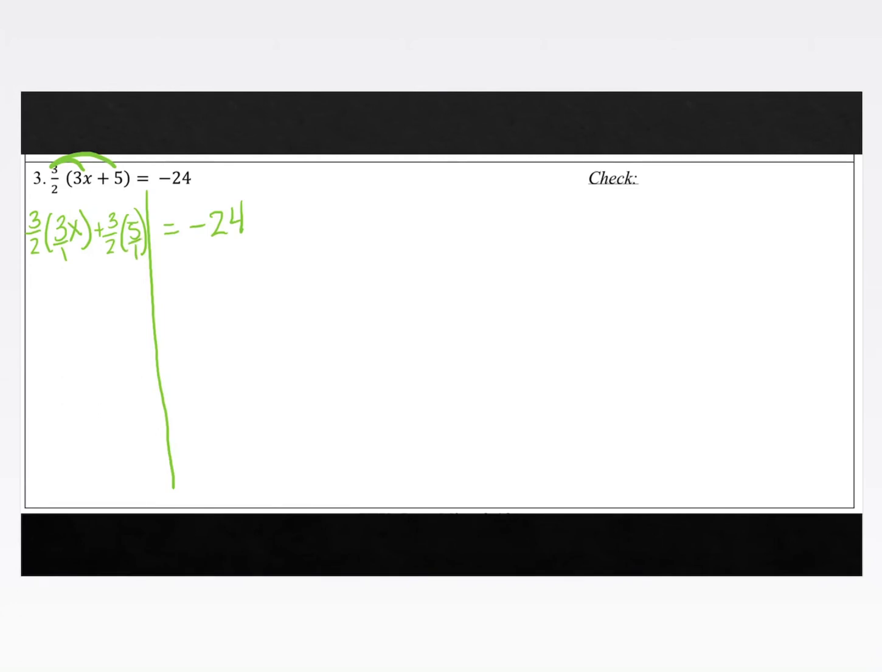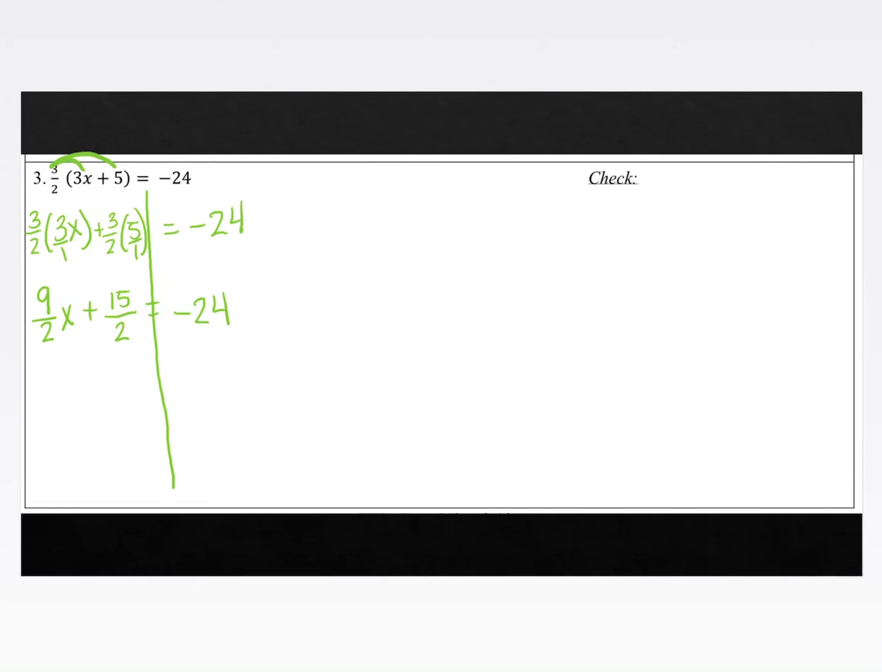Now we can simplify. 3 halves times 3 over 1, we'll deal with the x in one moment. 3 times 3 in the numerator gives me 9. 2 times 1 in the denominator gives me 2, so 9 halves x. Then we have 3 halves times 5 over 1. 3 times 5 is positive 15. 2 times 1 is 2, so we have 9 halves x plus 15 halves on the left-hand side, and that equals negative 24 on the right.